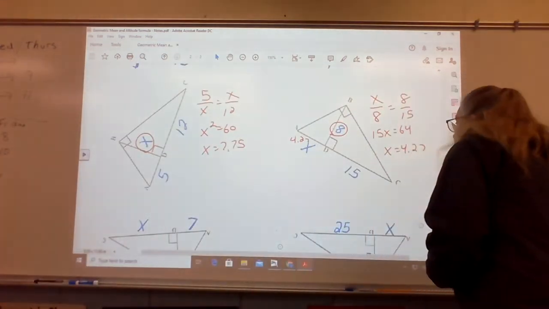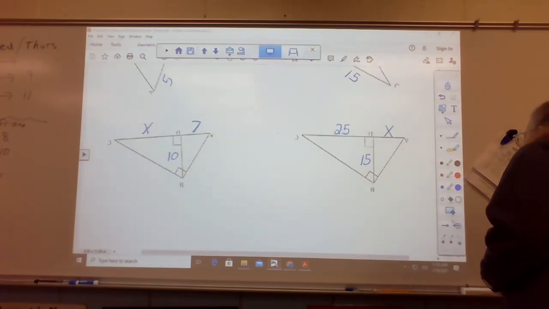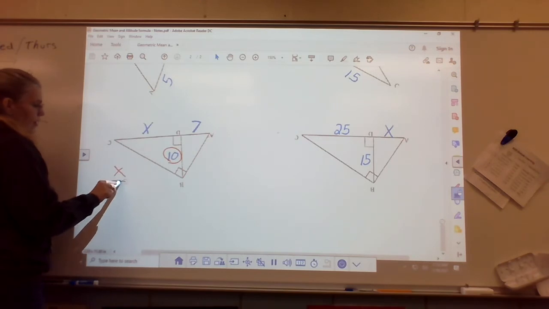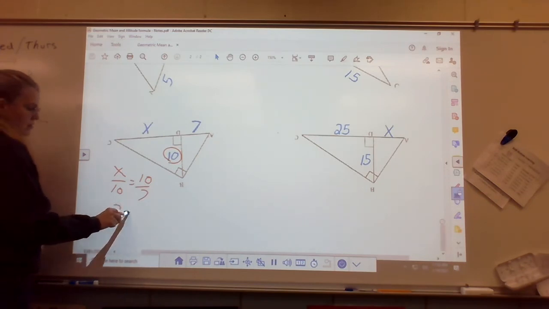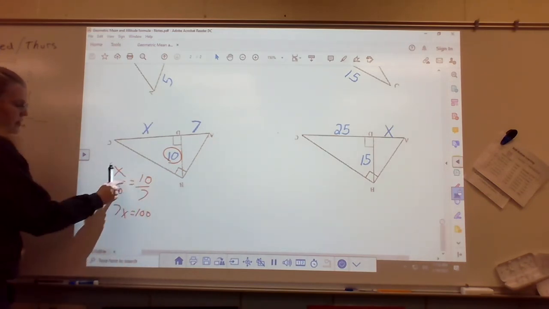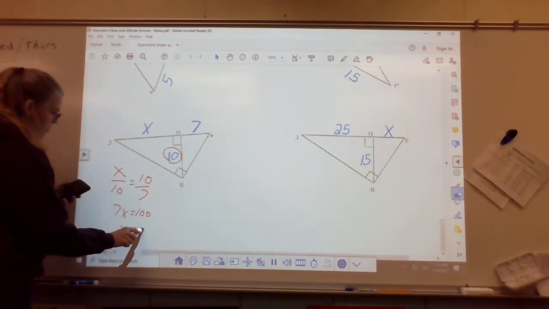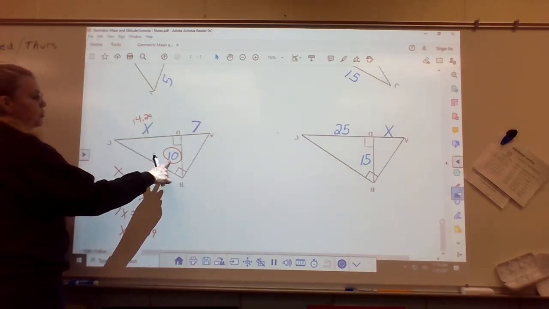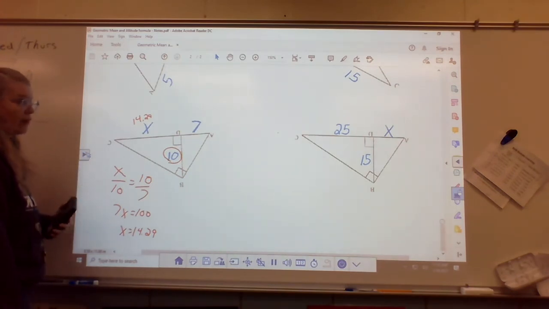Last 2. Ten's in the middle. So x over 10, 10 over 7. That's your setup. 7x equals 100. 10 times 10, 100. 100 divided by 7. X equals 14.29. So this is a 14.29. And 10 is between 7 and 14.29. We're not looking at the average. It's not the same thing as an average. It's a geometric mean. It's the proportional average.